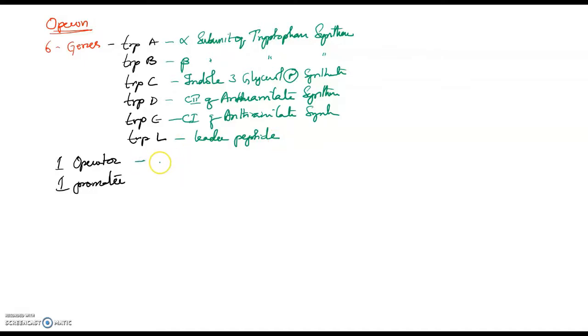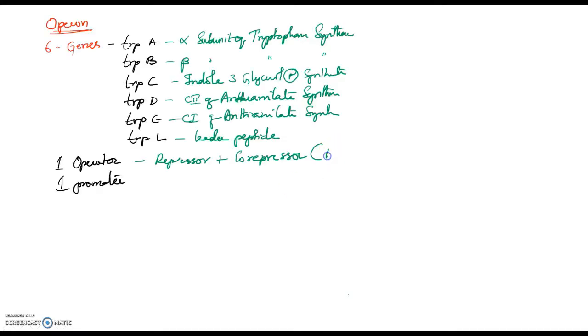Operator site is a site where the repressor plus the co-repressor bind. Who is the co-repressor here? Tryptophan. Tryptophan is the co-repressor. Promoter is the site where RNA polymerase will bind. Okay, so this is our operon.